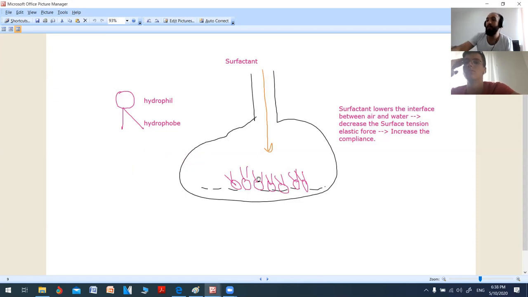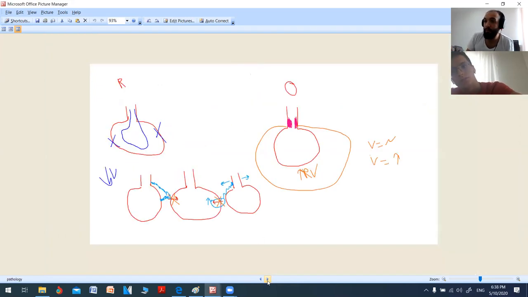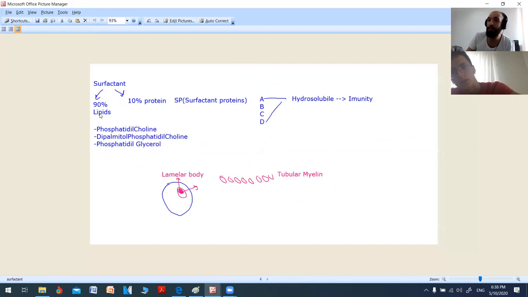Okay, next is another thing about the surfactant. Surfactant is mostly formed by lipid and some protein. The lipids are phospholipids: phosphatidylcholine, dipalmitoyl phosphatidylcholine, phosphatidylglycerol. Some of the proteins are plasma proteins. Some of them are surfactant proteins. We have four types of surfactant proteins: A, B, C, and D. Two of them are hydrosoluble, A and D. Two of them are liposoluble, B and C. And A and D can be involved in immunity.